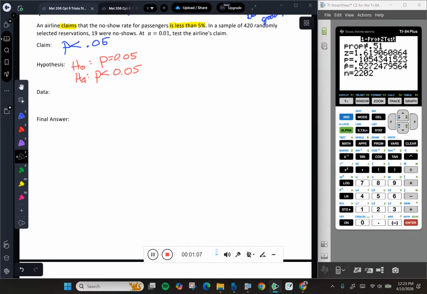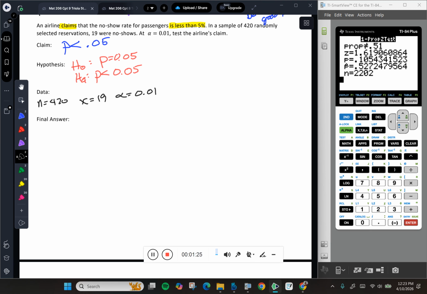Okay. Now I need to gather some data. There's data in the problem. Let's see. In a sample of 420, so N is 420, 19 were no-shows. So that means we saw success 19 times. And we also have an alpha level of 0.01.